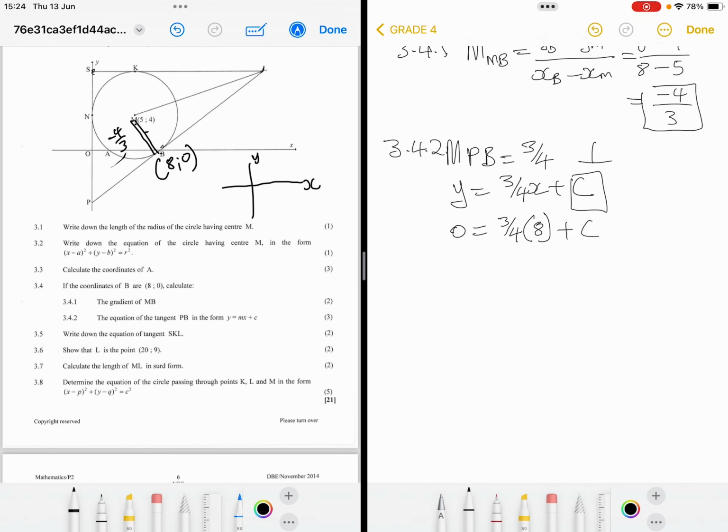Then plus c. So when you solve here, you're going to get 6 plus c. It means therefore c will be negative 6. Therefore the equation will be y equals 3 over 4 x minus 6. So simple.